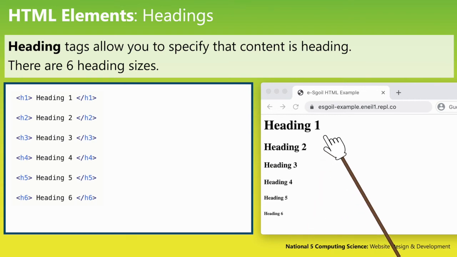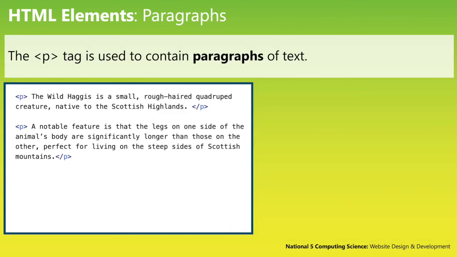Quite often you will use H1 as the main heading on your web page, and H2 and H3 and potentially H4 as subheadings. H5 and H6 might be used for captions. But not all text on our web page is going to be a heading. The majority of the text on our page will be a paragraph. The P tag is used to contain paragraphs of text.